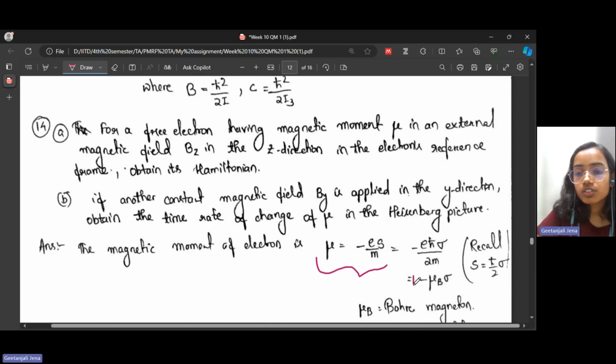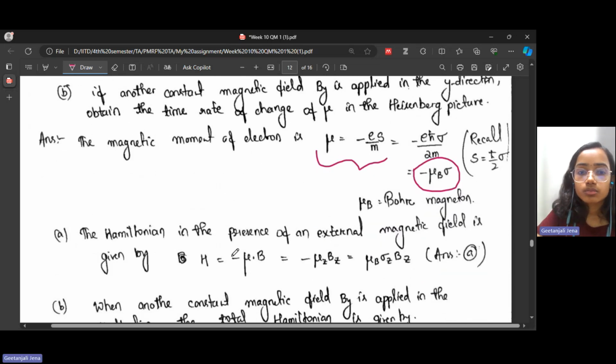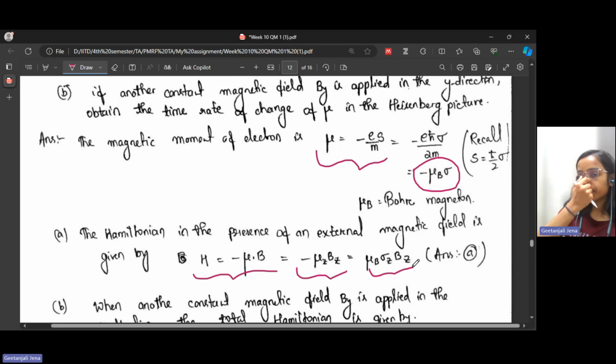So the final expression for mu would be minus mu B sigma, where mu B is the Bohr magneton and sigma is the Pauli matrix. Now you can easily write out the Hamiltonian for this system. The Hamiltonian is minus mu dot B. Here the magnetic field is in the direction of z, so the only non-zero term will be minus mu z Bz. Mu z is minus mu B sigma z. So the Hamiltonian would be mu B sigma z Bz.